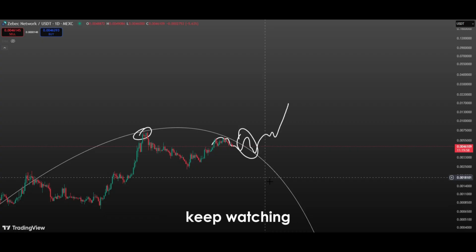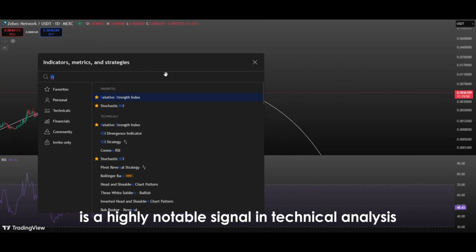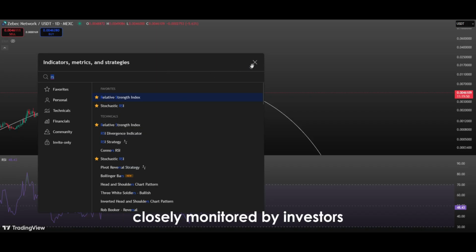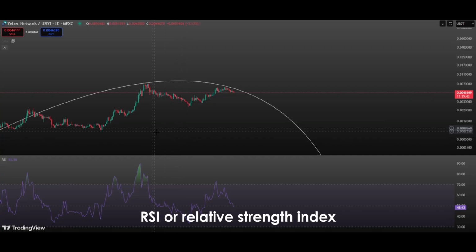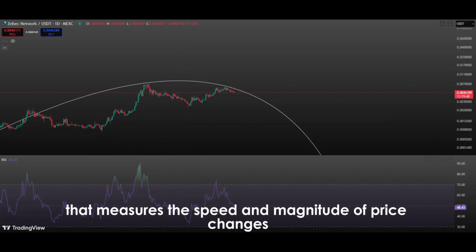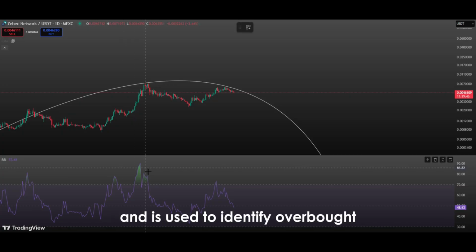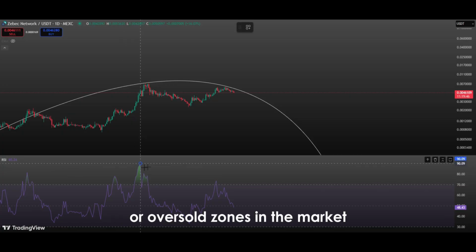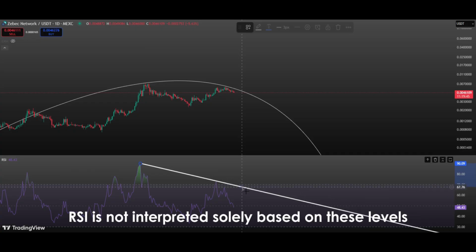Keep watching. The falling trend formed in the RSI indicator is a highly notable signal in technical analysis, closely monitored by investors. RSI, or Relative Strength Index, is a momentum indicator that measures the speed and magnitude of price changes over a specific period. It usually ranges between 0 and 100 and is used to identify overbought or oversold zones in the market. However, RSI is not interpreted solely based on these levels.